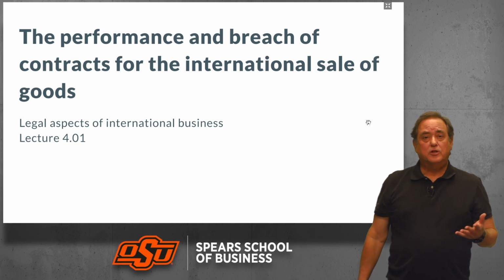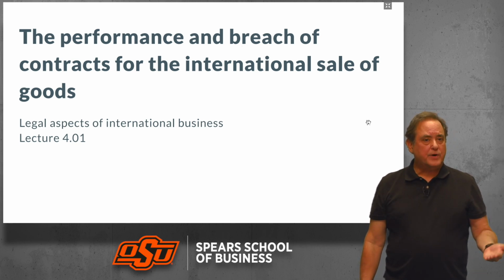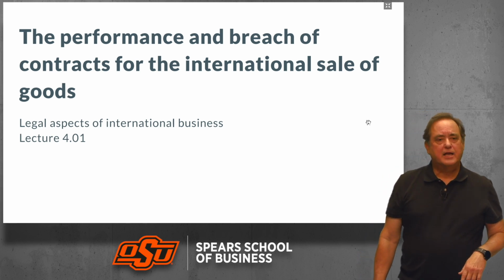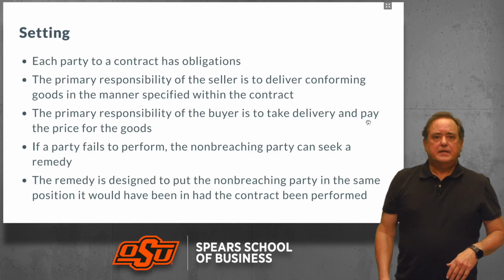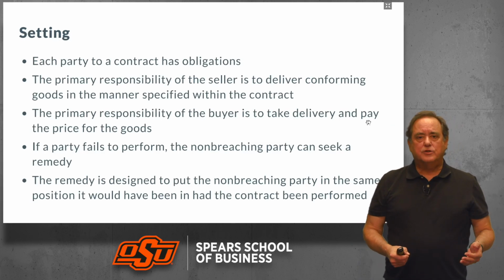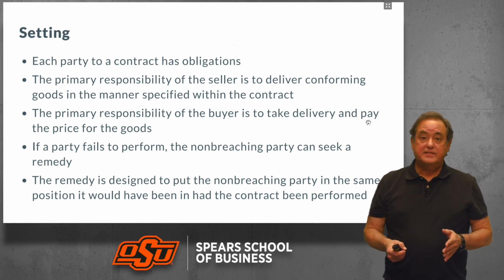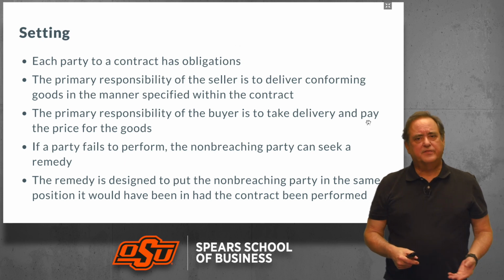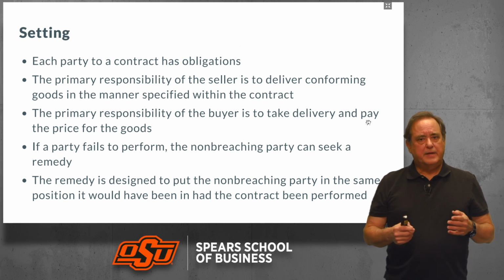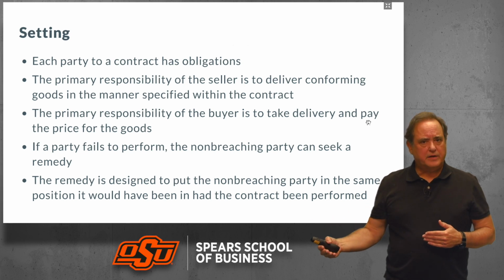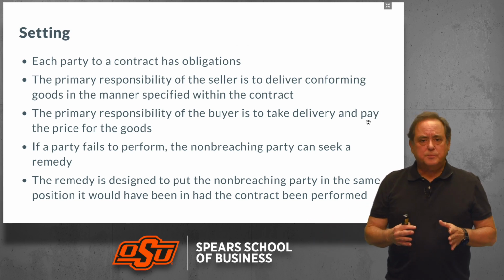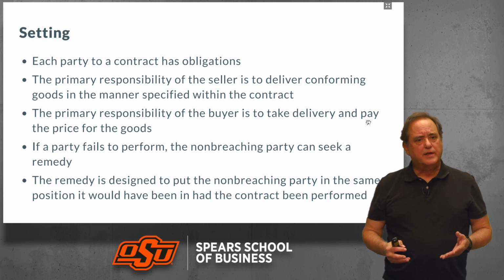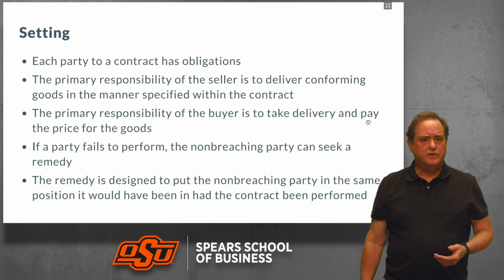So in this lecture, we're going to look at the performance and breach of contract, the failure to perform, regarding the international sale of goods. Now, we know that each party to a contract has obligations. The primary responsibility of the seller is to deliver conforming goods in the manner specified within the contract. The primary responsibility of the buyer is to take delivery and pay the price for the goods.